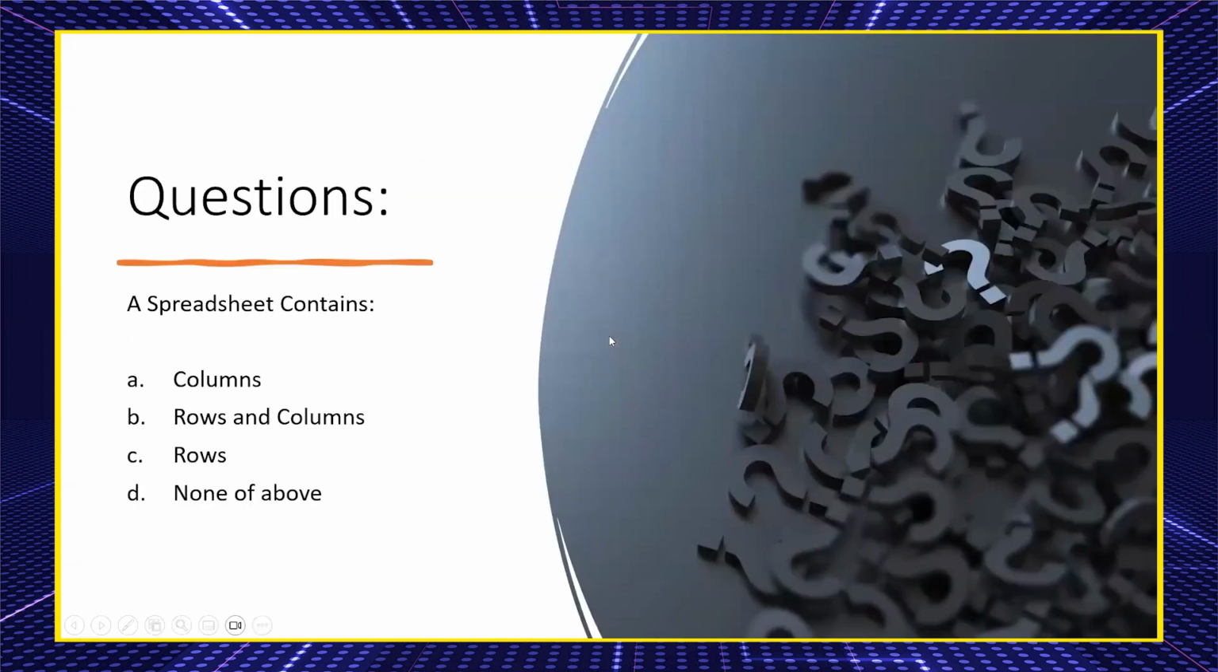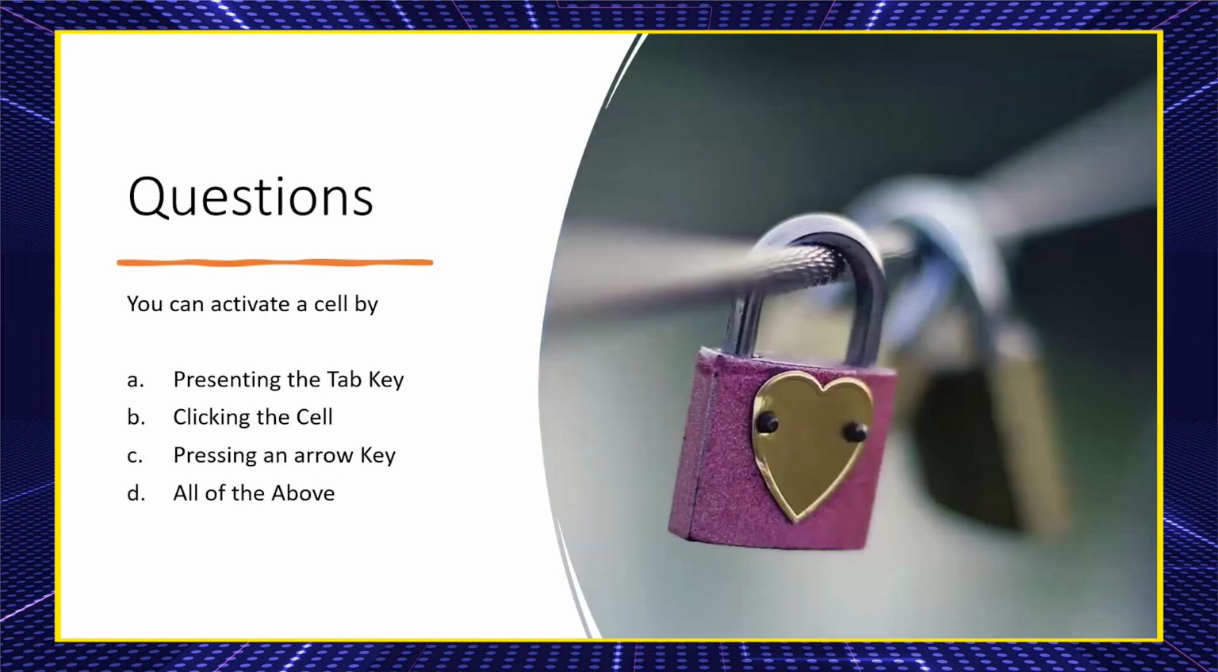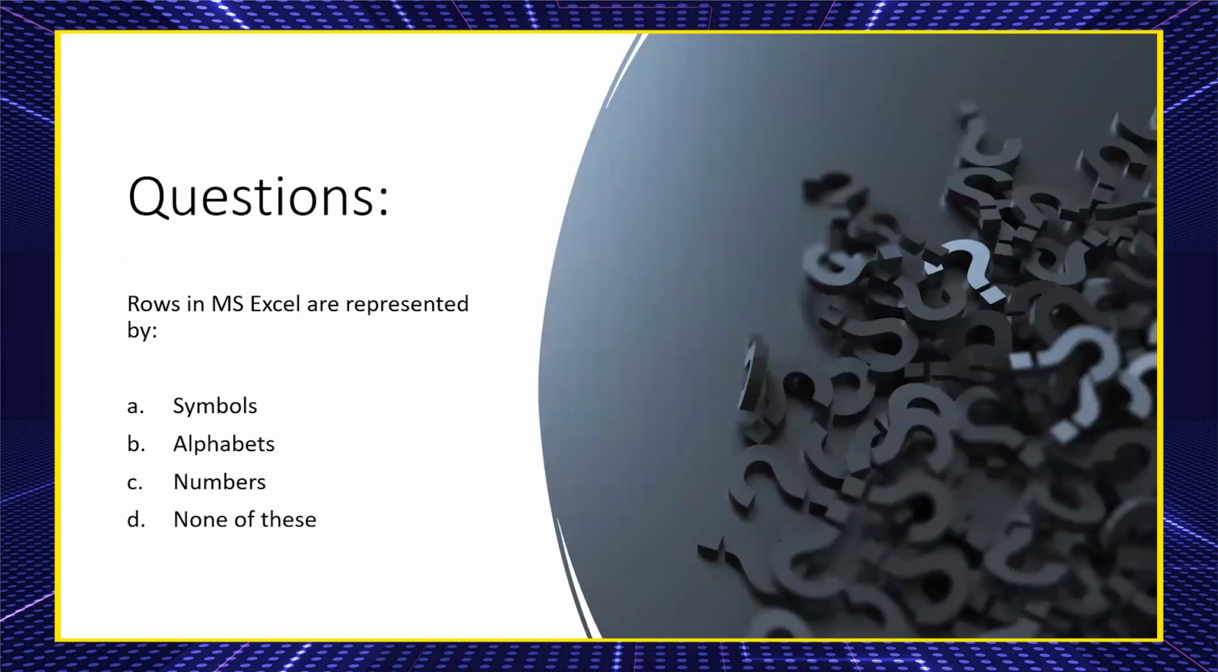Okay. A spreadsheet contains rows and columns. The answer is B. You can activate a cell by pressing the tab, clicking on the cell, or pressing an arrow key: all the above. Rows in MS Excel are represented by numbers or alphabets? Numbers. Columns? Alphabets.